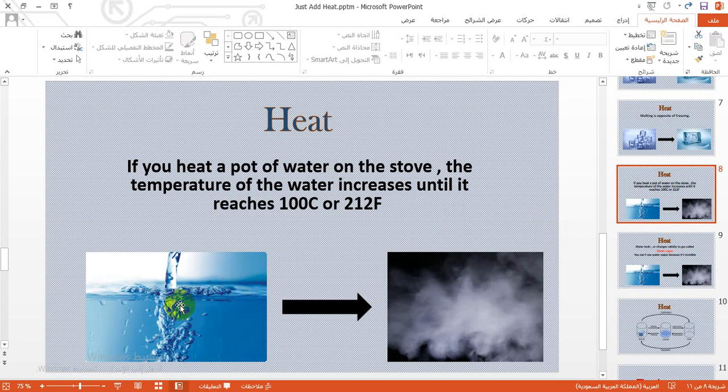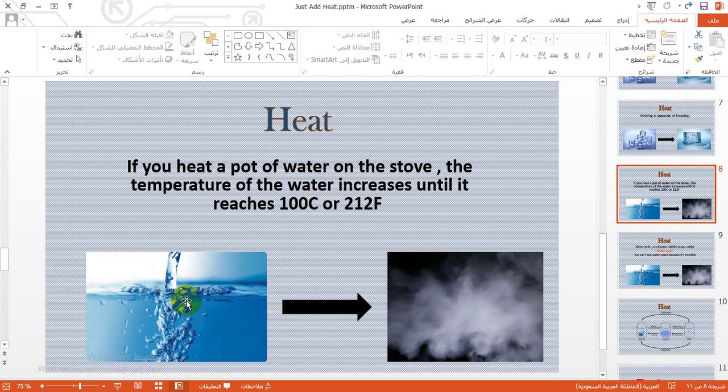Now, if you prepare a cup of tea, sure you will start to heat the liquid water by using the kettle or something like this. So if you heat the water on the stove, what will happen exactly? The temperature of the water increases until it reaches what?